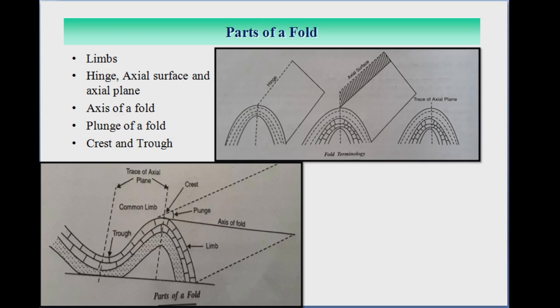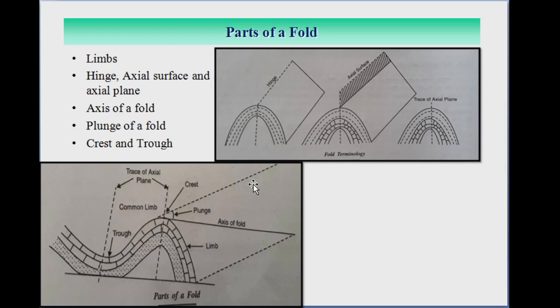Limbs means what? These are the flanks, or the sides of the fold. In the figure you can see these are the limbs, meaning the sides of the fold are called limbs. An individual fold will have a minimum of two limbs, at least two limbs.